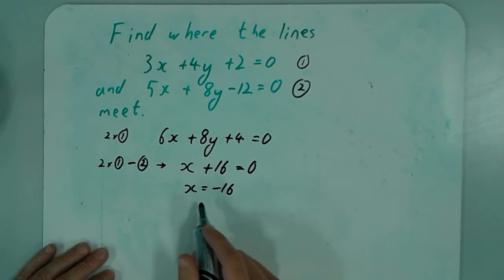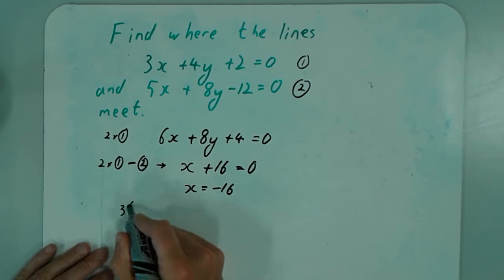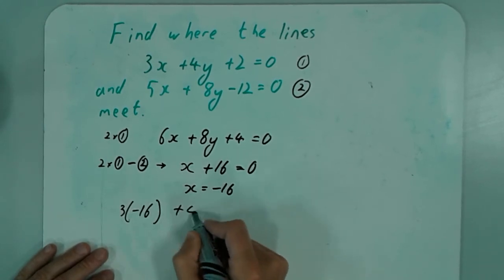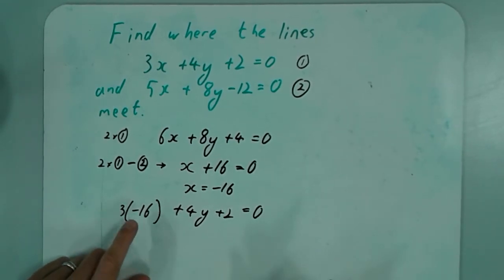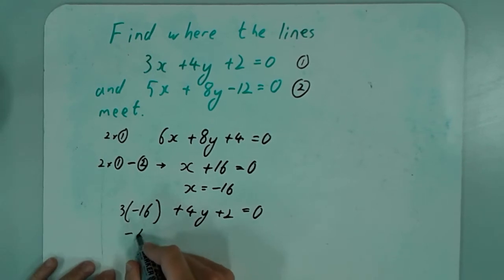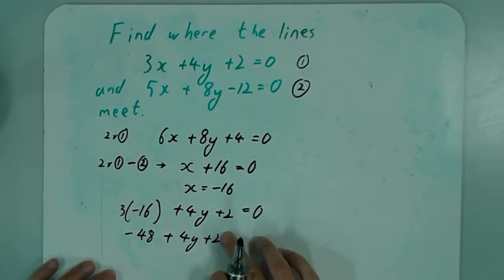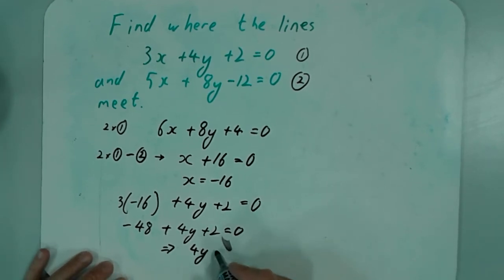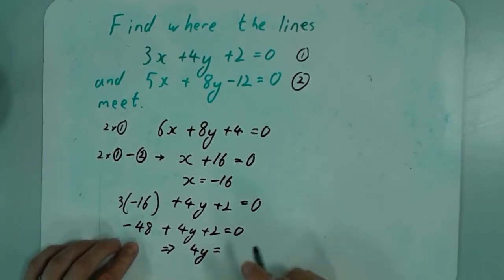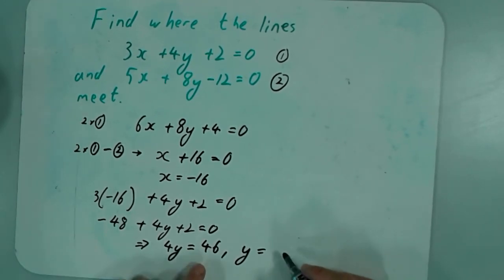So looking at equation 1, we're going to have 3 times minus 16, as we now know our x value. So that's going to give us 3 lots of minus 16 plus 4y plus 2 equals 0. 3 lots of negative 16 is minus 48 plus 4y plus 2 equals 0, telling us that 4y is equal to 46. y is going to be 46 over 4, which is 23 over 2.